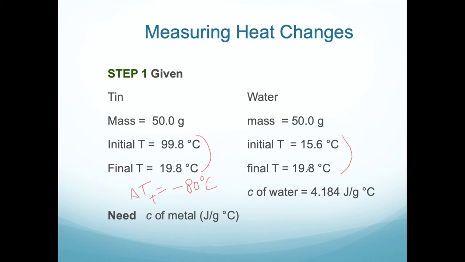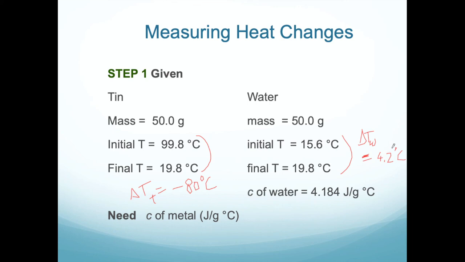You've got a final temperature of 19.8 degrees Celsius and an initial temperature of 15.6, so the water temperature rose. You're going to get a positive value when you take 19.8 and subtract 15.6. So delta T for your water is going to be 4.2 degrees Celsius, positive 4.2 because it's warming up.